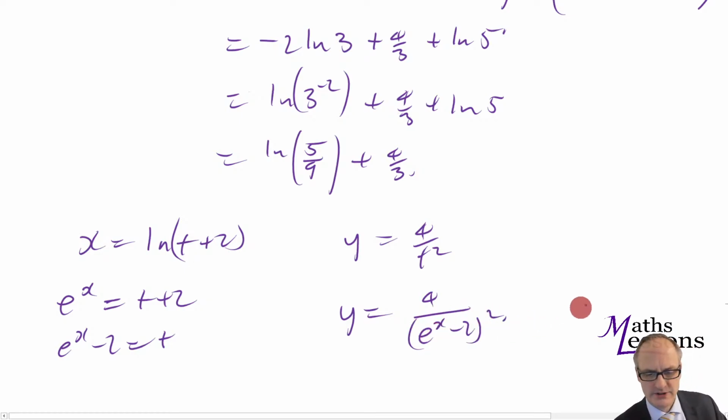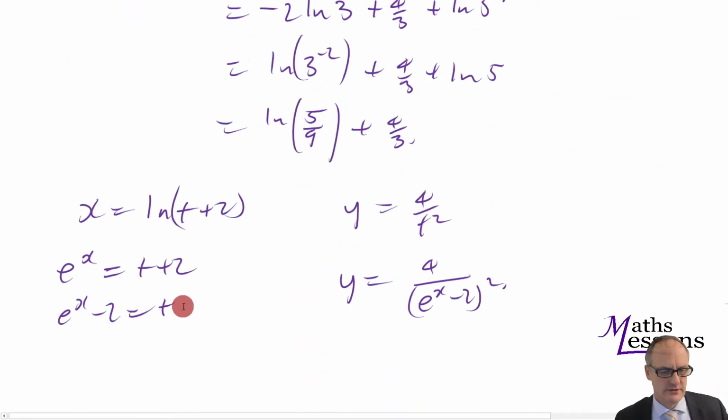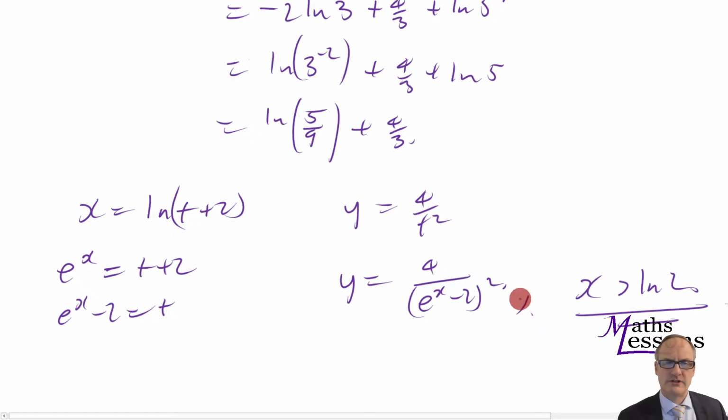Okay, and if we wanted to put our domain in here, it doesn't really ask us to. We realise that this must be not equal to 2. We're given that t is greater than 0, so if t is greater than 0, then x must be greater than natural log of 2, which will be our domain. That's quite nice because if you put natural log of 2 into this, you get e to the natural log of 2, which is 2. 2 minus 2 is 0, and then you'd have an undefined thing. So that works quite nicely.